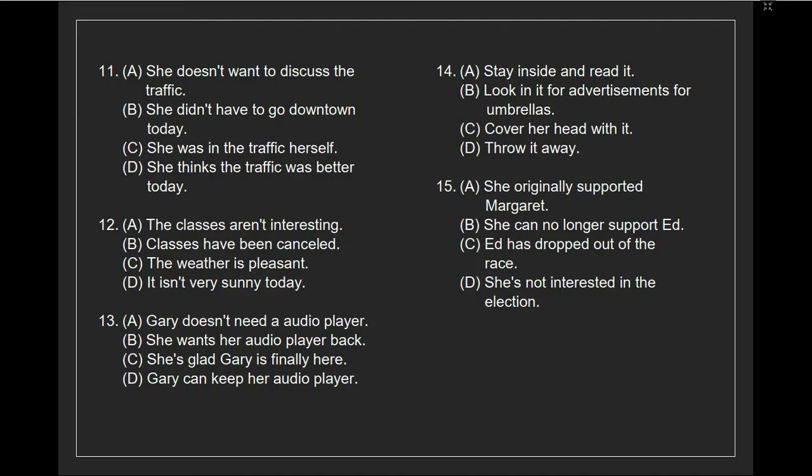Number 14. I'm going to make a run for it. You don't happen to have an umbrella I can borrow, do you? No, but here's a newspaper. What does the man imply the woman should do with the newspaper?